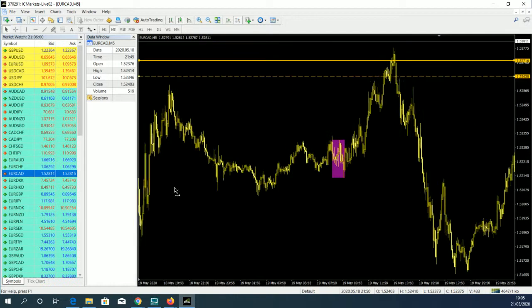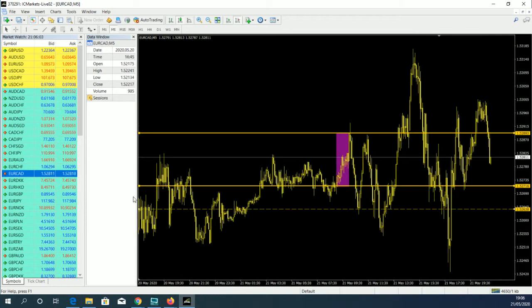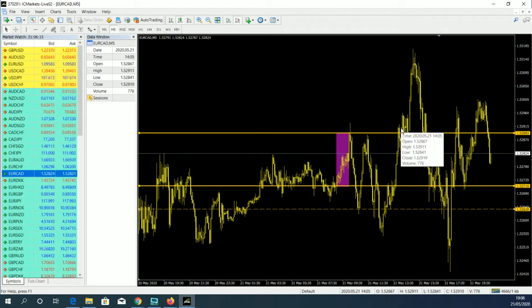But look at today, there's no higher high. Look, it goes up there. The next one is a lower high, lower high. Then the next one is a higher high. So there's no consistency, and it's already showing you that it is not a trending day.